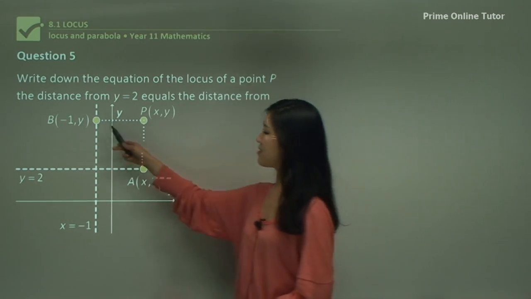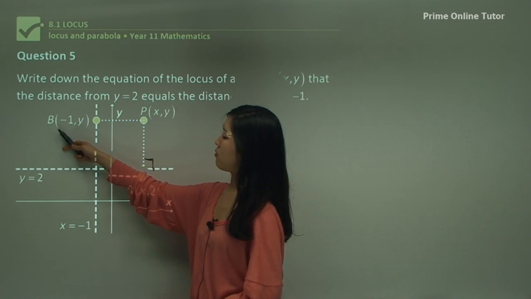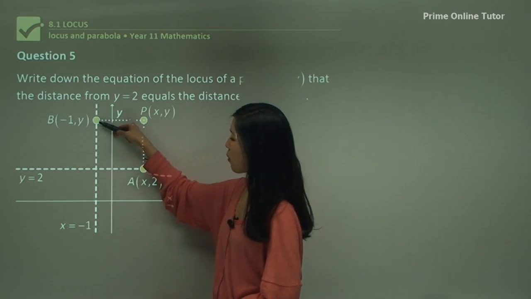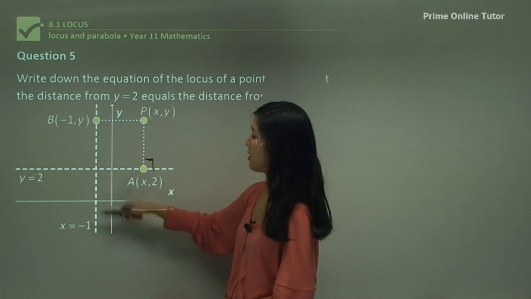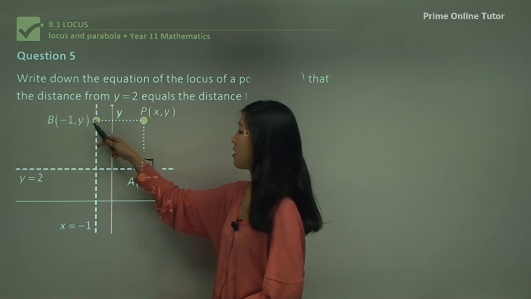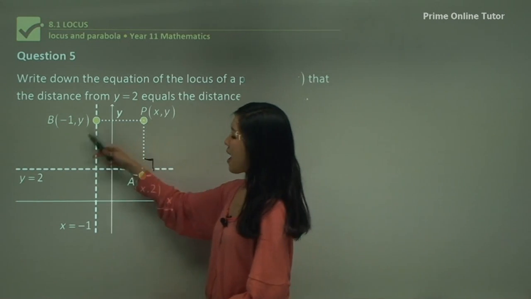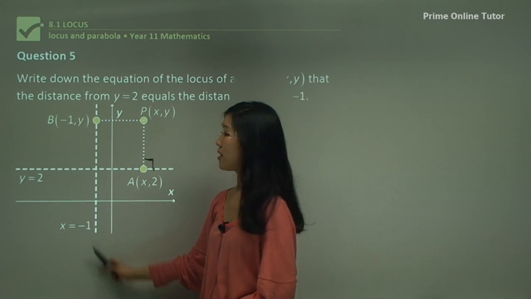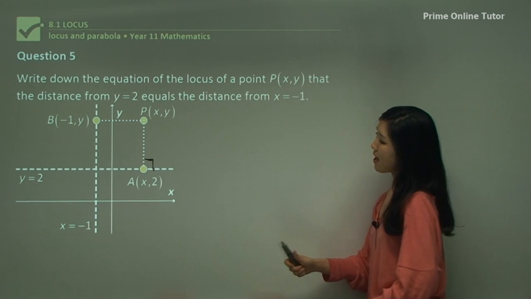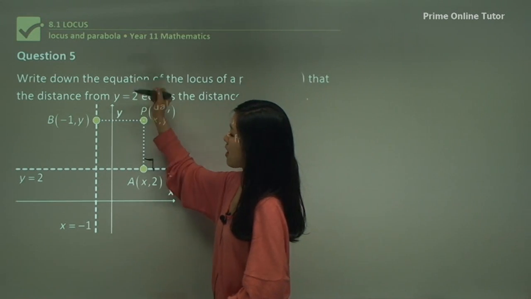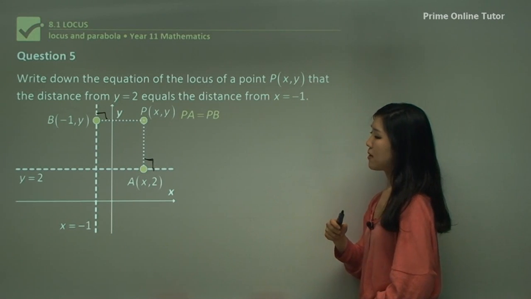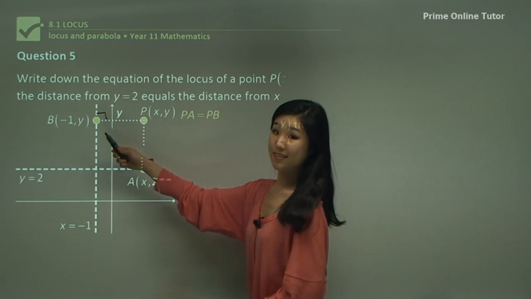Okay, and this point, similarly to question 4, is going to be B, which is (-1, y). This is y because the point can vary. It can be anywhere on this line, so I'm calling it y because it's the same as P's y, horizontally on the same line. And because this line is x equals negative 1, the x coordinate must be negative 1. So it says that this distance is equal to this distance, and again this must be the perpendicular distance. So we can say PA equals PB.